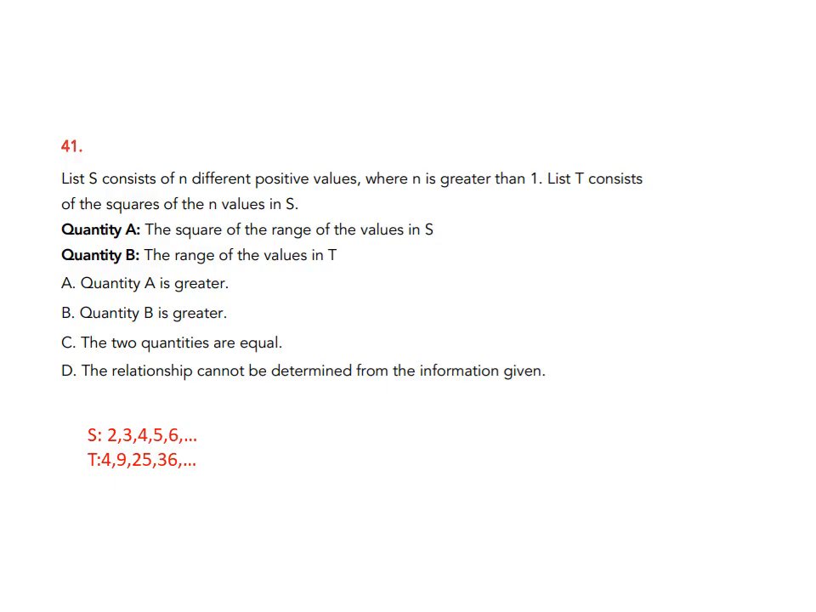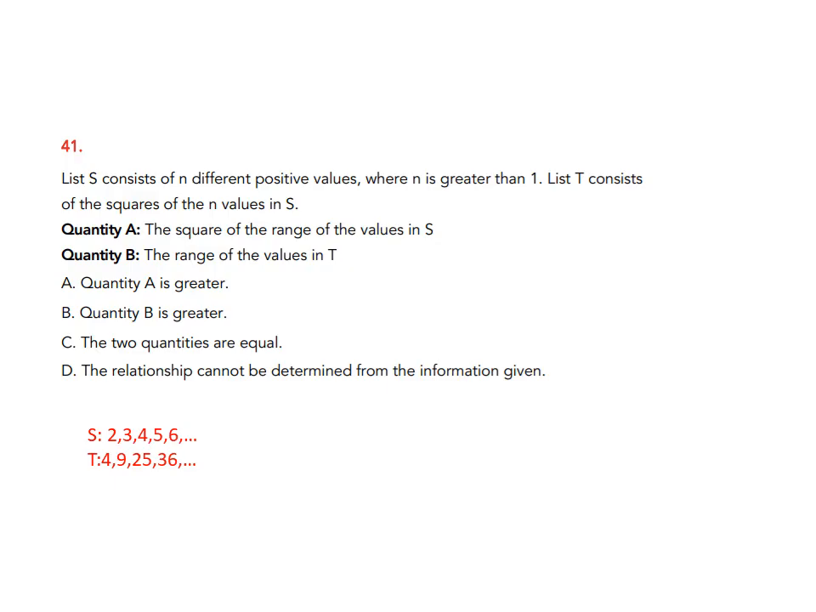Okay, so first let us take a list where n is greater than 1. List S can be 2, 3, 4, 5, 6 and so on. And list T is the square of the n values in S. So T will be 2 squared equal to 4, 3 squared equal to 9, and in this way 25, 36 and so on.